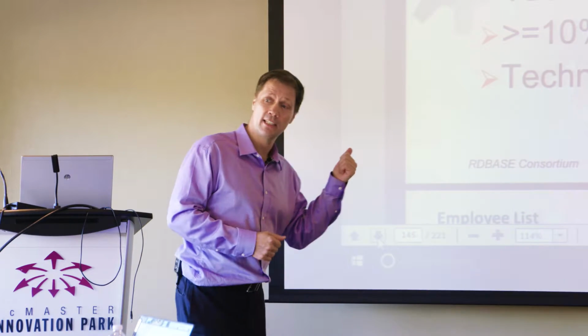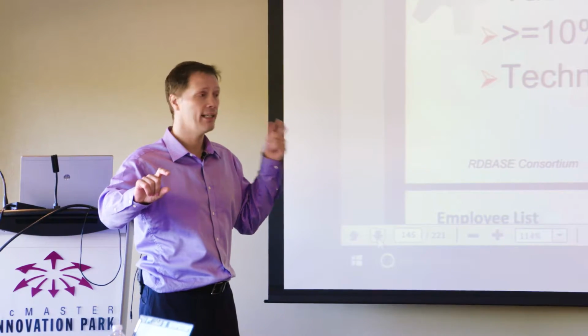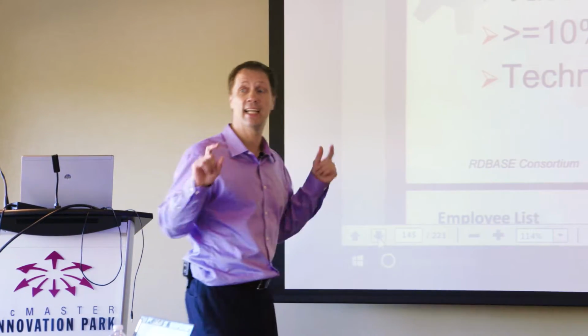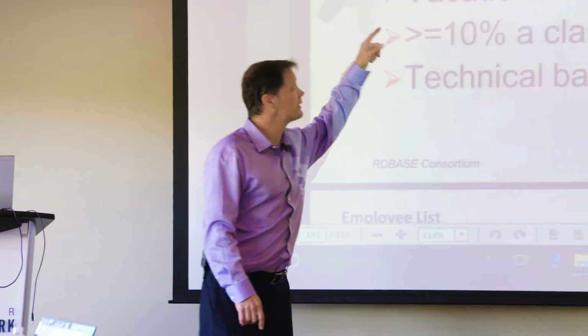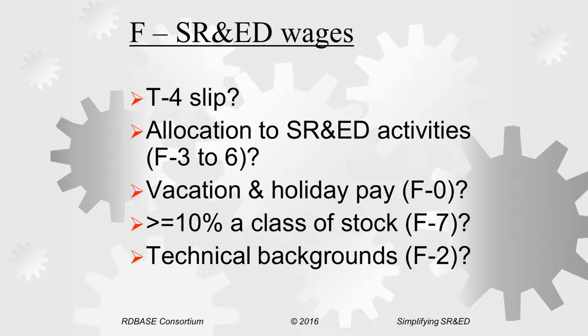If you play games with the T4s, you put a person's name in, and that name doesn't have a T4 slip, they'll catch that instantly, and they're going to be right on that. So if you don't have a T4 slip, it's not wages. It may be your payment as a subcontractor, but that has completely different tax and reporting implications. So you've got to get that right.